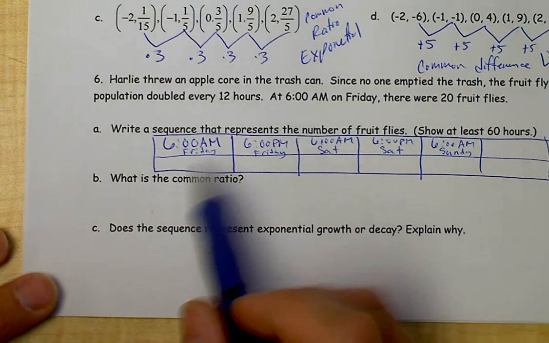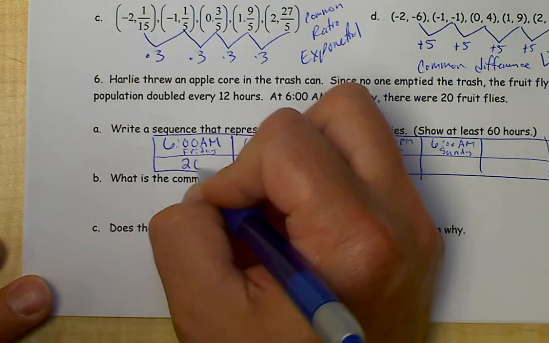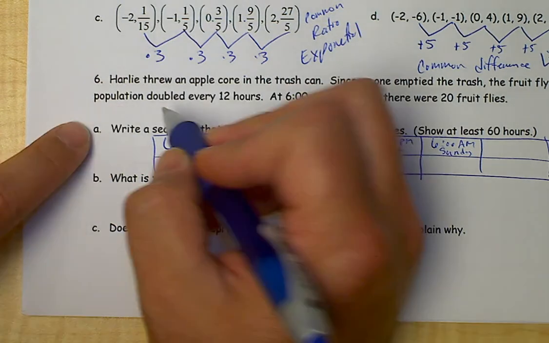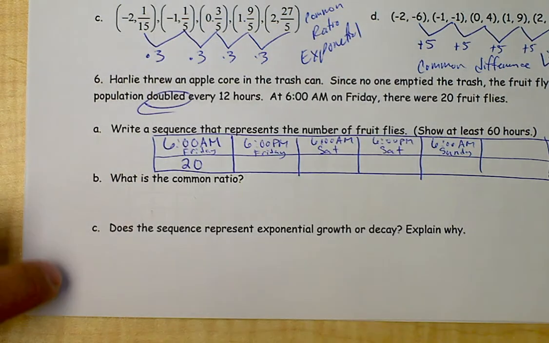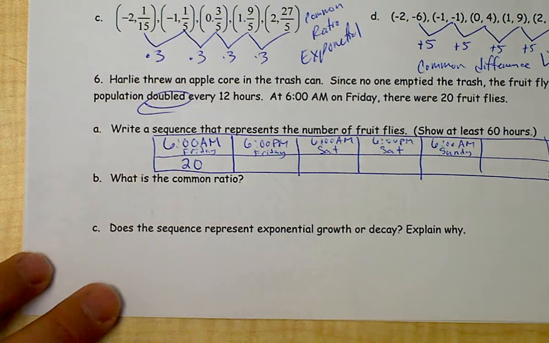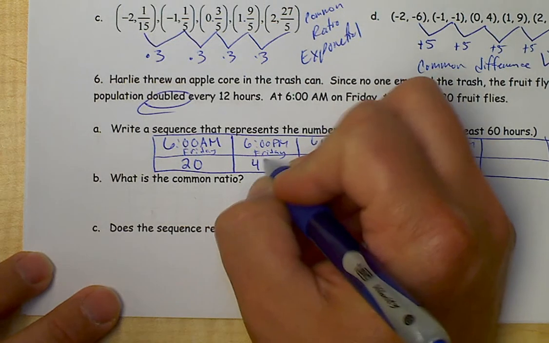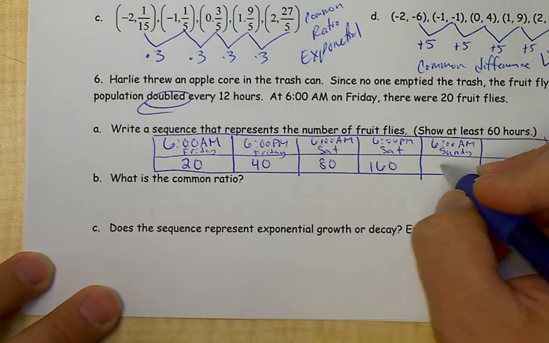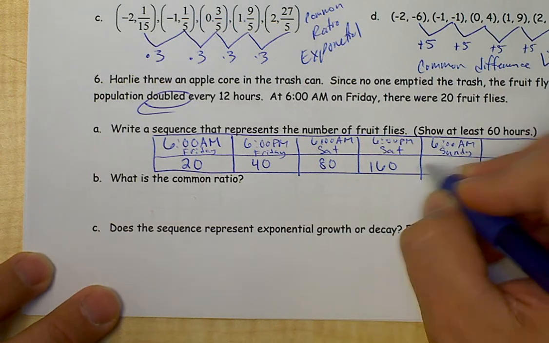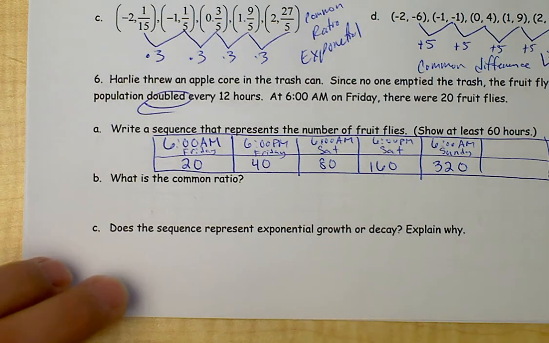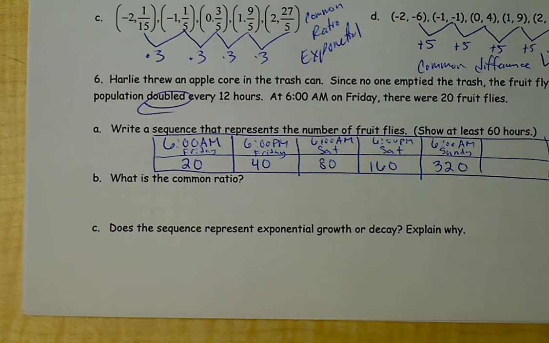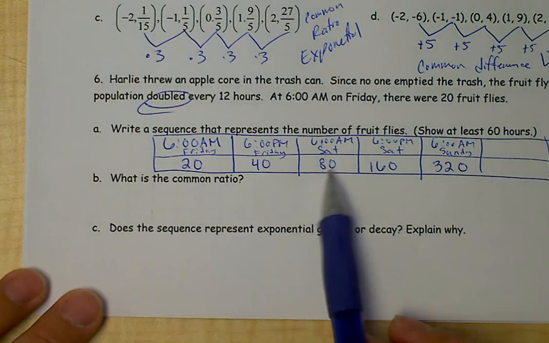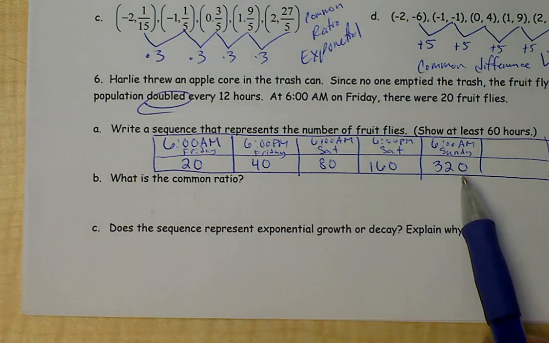So I know at 6 a.m. there were 20 fruit flies, and this told me that we doubled every 12 hours. So if I double it, that's 40, that's 80, that's 160, that is 320. So that's my sequence. If you just wrote all these out, that's fine too. I prefer making a chart just so I can see it visually.